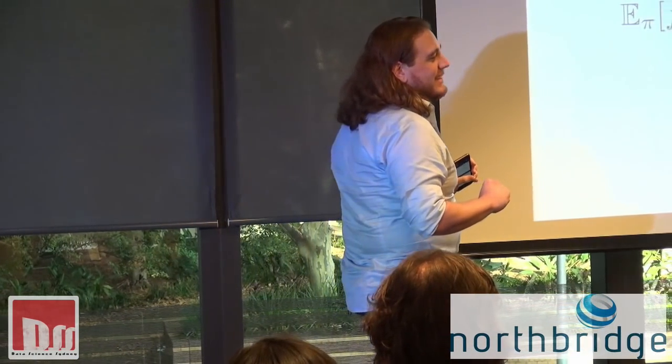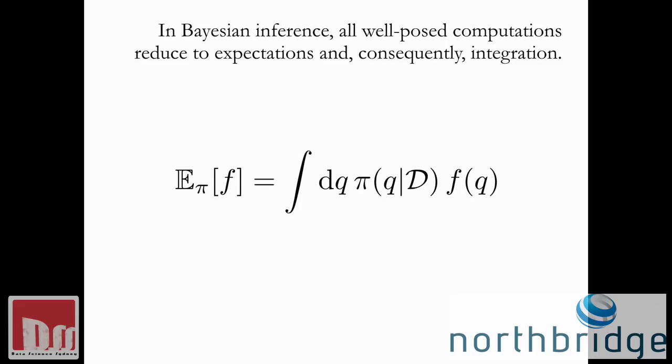That said, neither of those steps are easy. Specifying a good model is incredibly difficult. Right? You really have to understand your domain, you have to understand the statistics, and put them together in a meaningful way. Even once you have that model, computing these posterior expectation values is incredibly challenging. And that's what I want to focus on today.